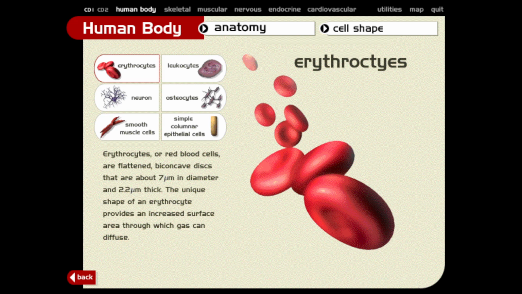Erythrocytes, or red blood cells, are flattened biconcave discs that are about 7 microns in diameter and 2.2 microns thick. The unique shape of an erythrocyte provides an increased surface area through which gas can diffuse.